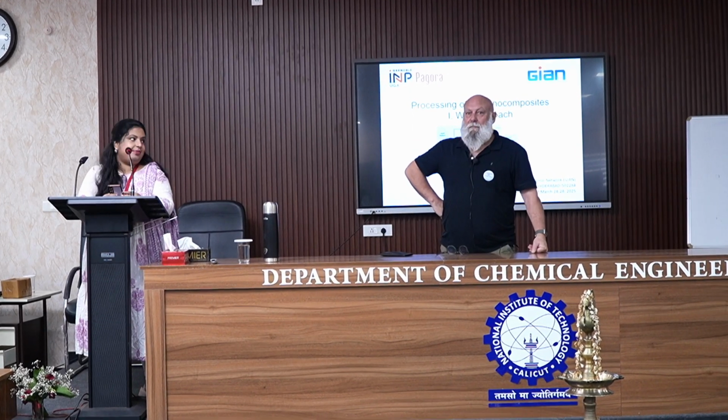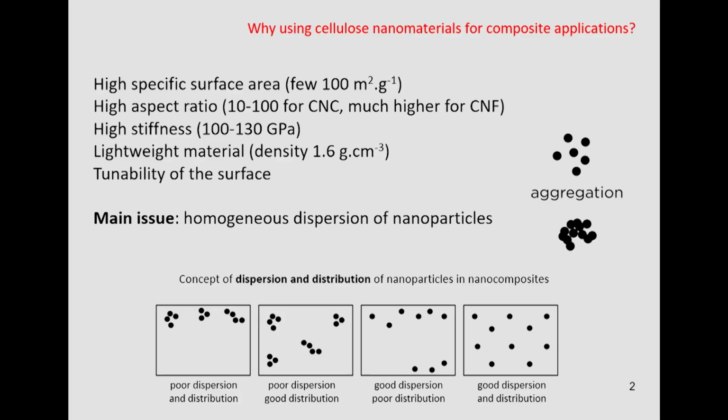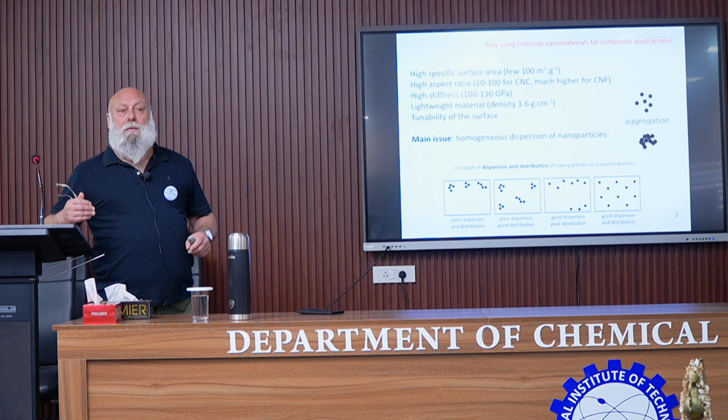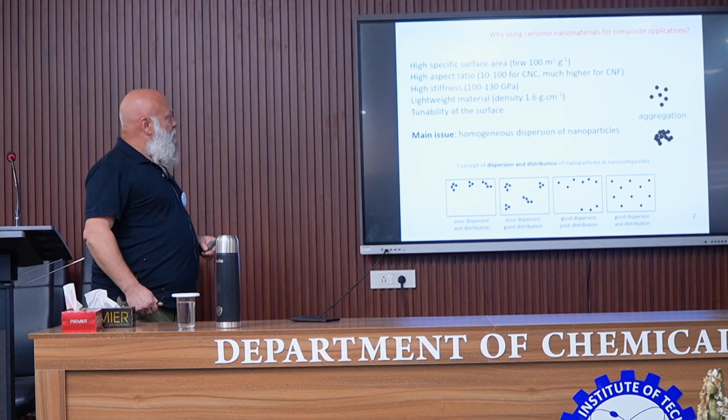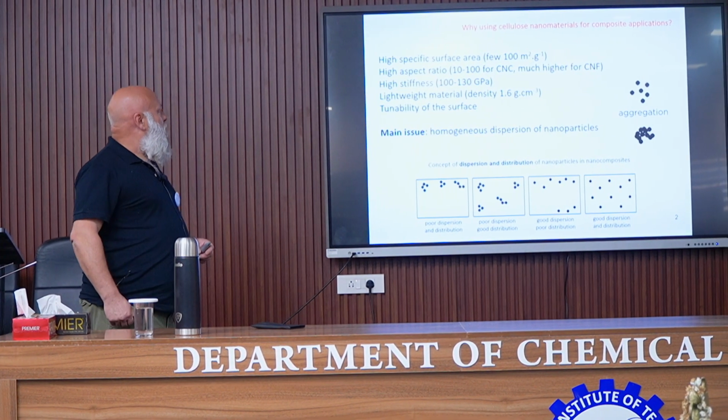Over to you, sir. So the first question is why use cellulose nanomaterials, or chitin or starch nanomaterials also, for composite application. There are some properties which are interesting for this application. The first one is the high specific surface area. You remember, a few hundred square meters per gram. This is important for an effective stress transfer at the interface between the matrix and the reinforcement.